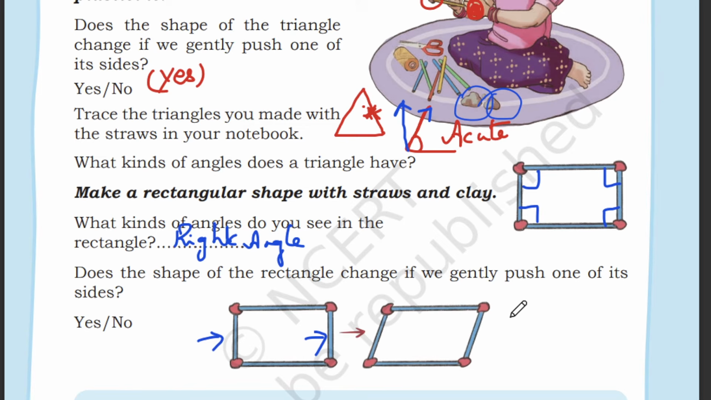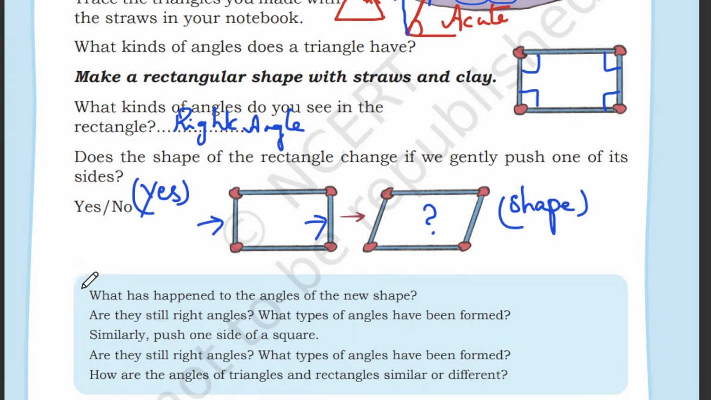Okay, I want you to tell me what shape this is. We already studied this shape in class 2 and 3. Students, tell me what shape this is. Does the shape of the rectangle change? Yes, it does change to a different shape now. The shape is not a rectangle. So what happened to the angle of the new shape?